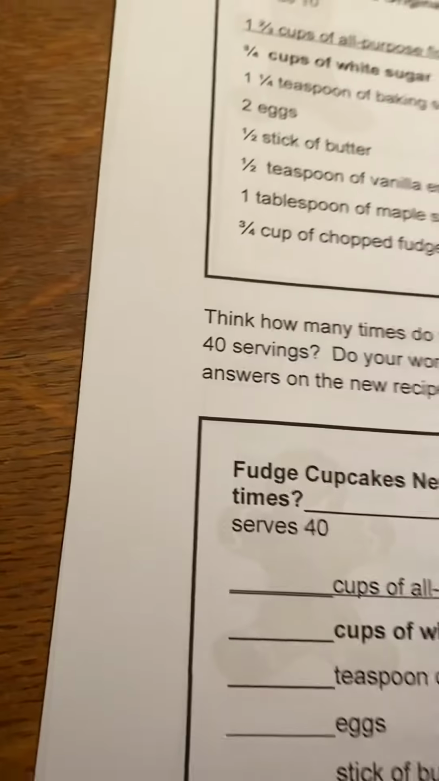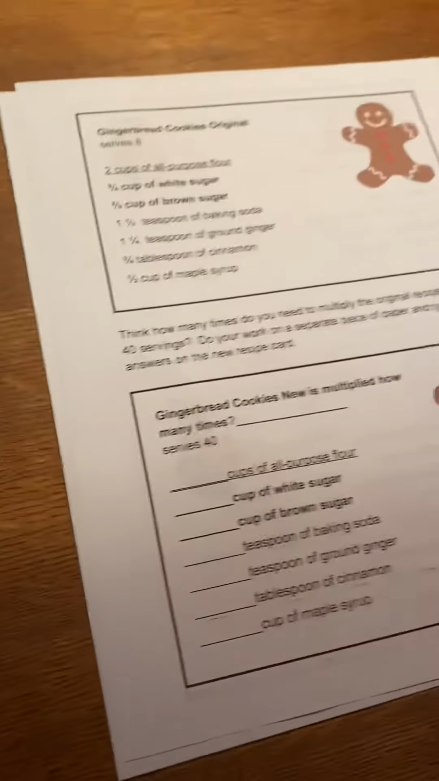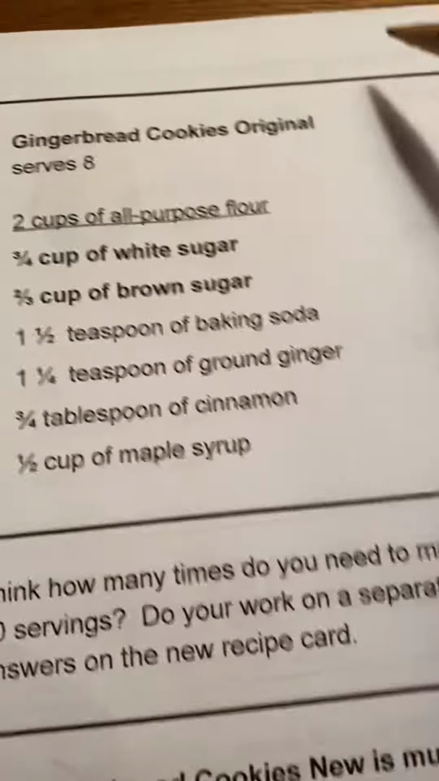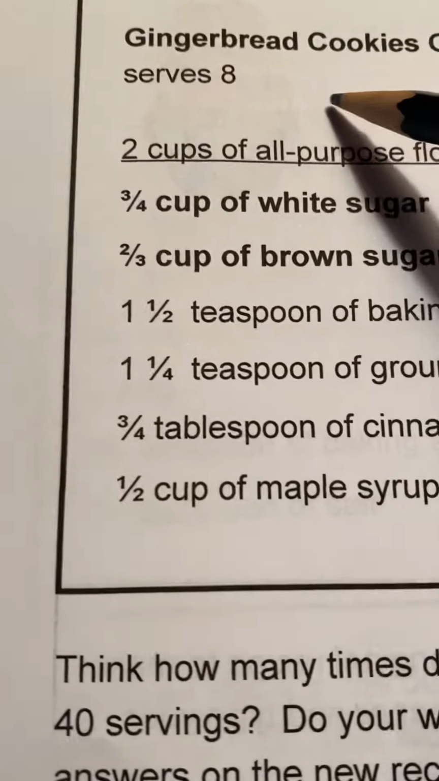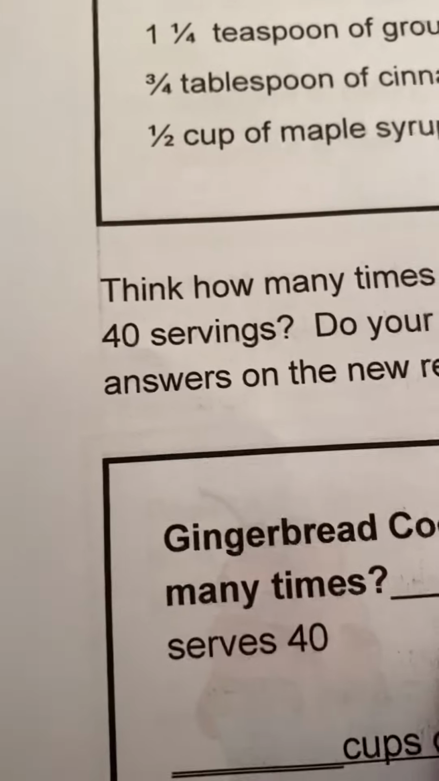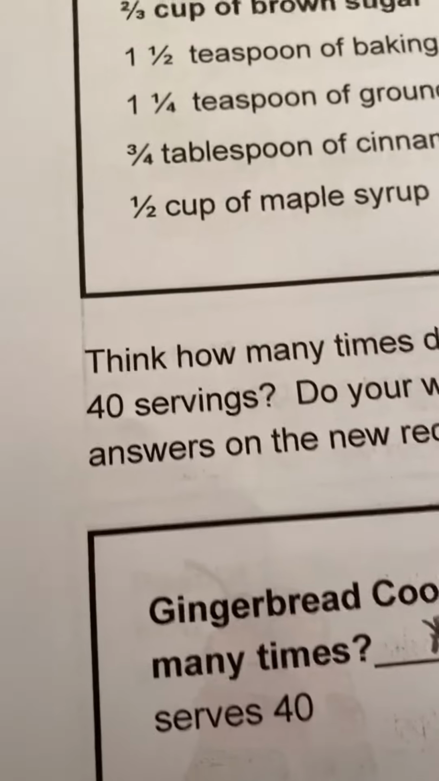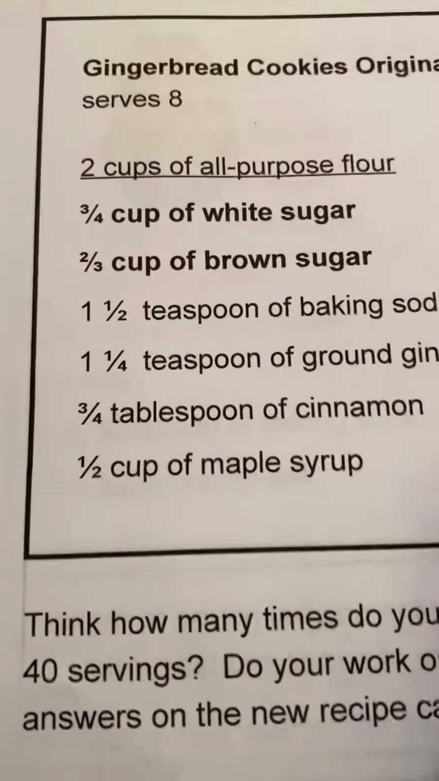One other one I want to get to really quickly, because I don't want to make the video too long, is the gingerbread one, because some people got kind of stuck on the gingerbread problem. So I'm going to kind of go over this one and get my answers here next to me. Okay, so the original recipe serves 8. 8 times what gets me to 40? Well, 8 times 5. So I'm going to multiply all my numbers here times 5.